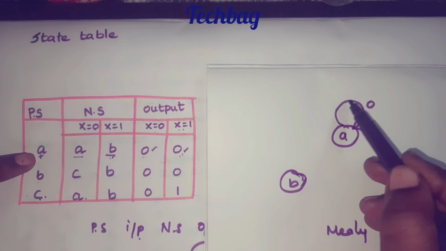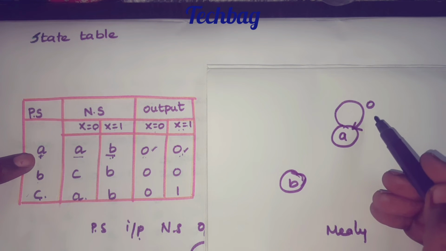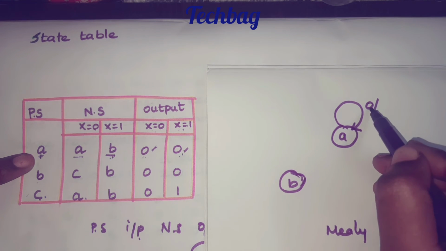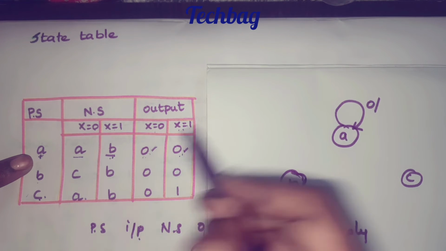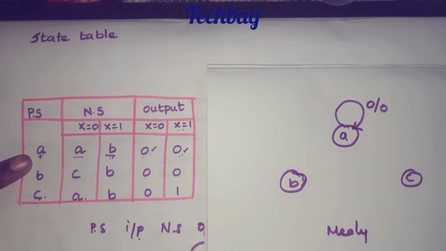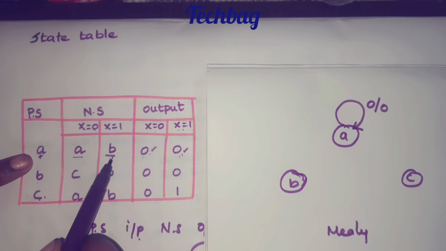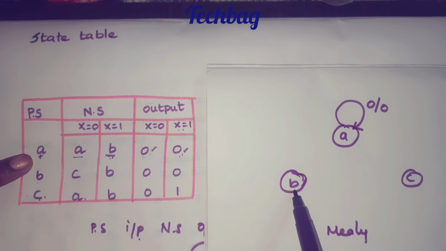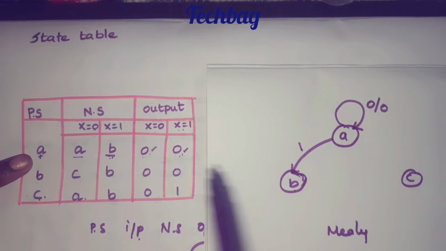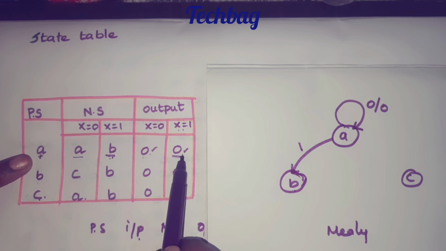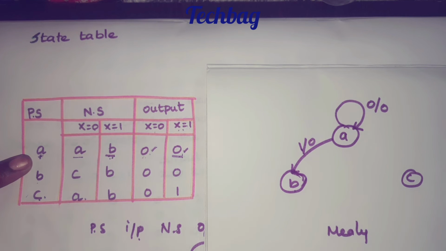So in the transition line, you have to represent both input and output, which is separated by a slash. First value represents the input and second value represents the output. If input is 0, the output is 0. That's all. The next, A, input is 1, the next state is B. B is here. So from A to B, input is 1. What is the value of output? 0. So you have to write 0 here.